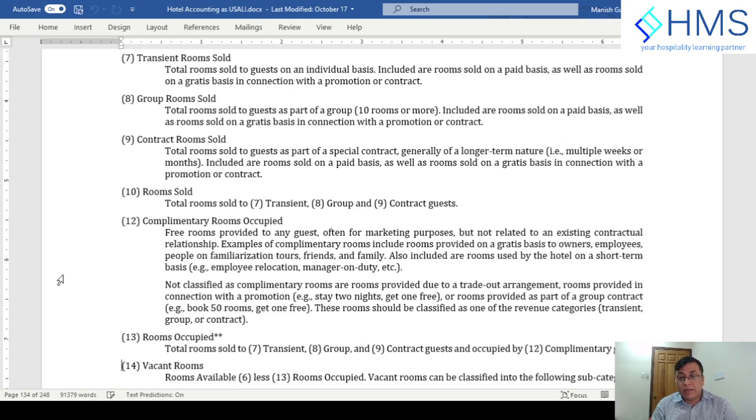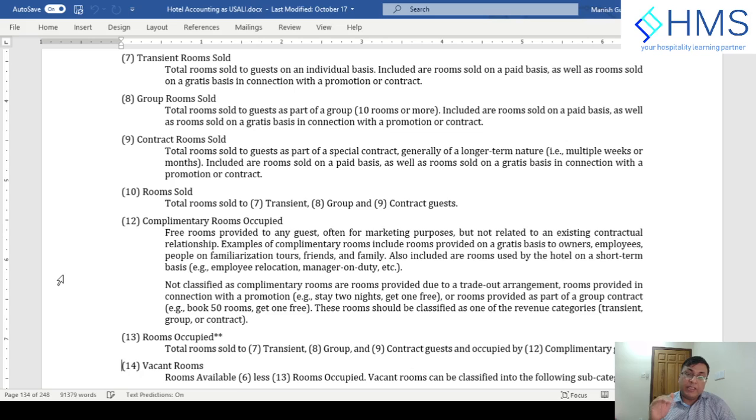Usually, it does not relate to an existing contractual relationship. Maybe it's a complimentary room for a travel agent that we have discussed earlier. The rooms are normally not included for barter. So let's say, for example, you have signed a barter, where you are giving free room nights and you are getting an advertisement. In that case, it is not considered as complimentary but as a paid room night, because you are getting something out of it, whether in kind or in money. So those rooms also should be under the revenue category.